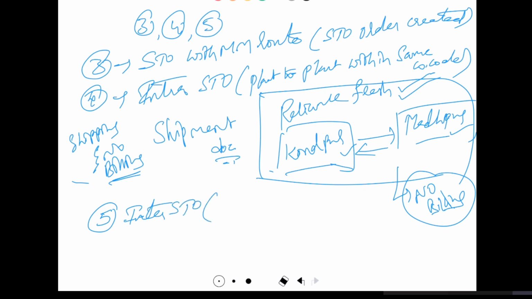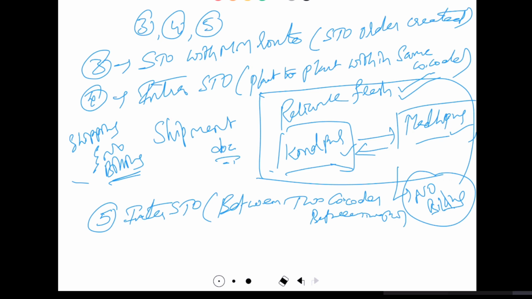Inter STO is nothing but also a plant to plant transfer, but between two company codes. It's not a single company code. It is two company codes between the two plants. Different company codes. So when there are two different company codes, okay, either it may be so.